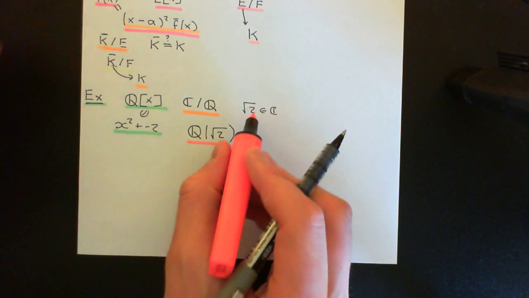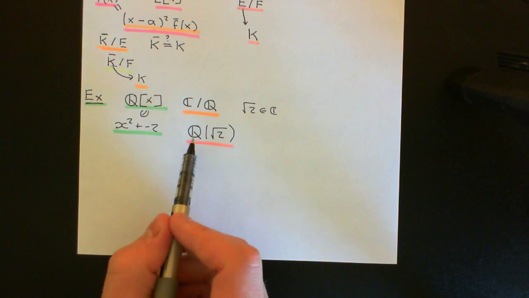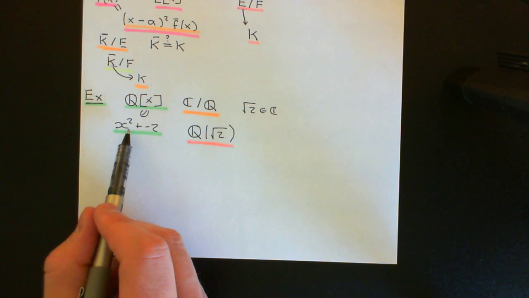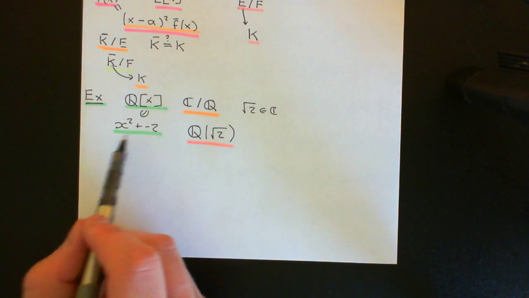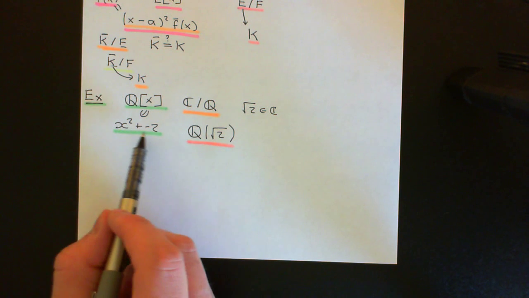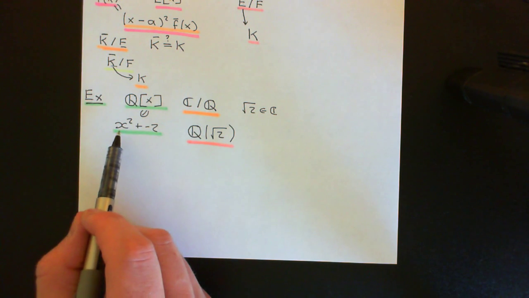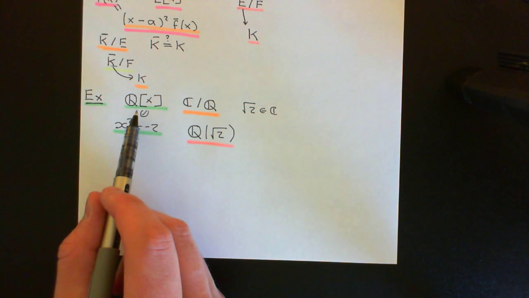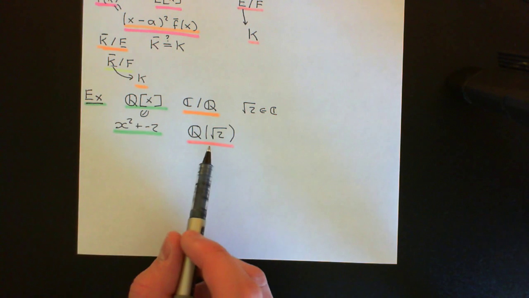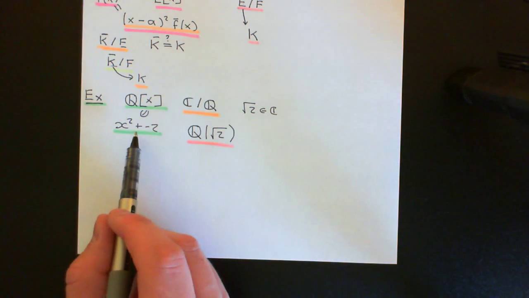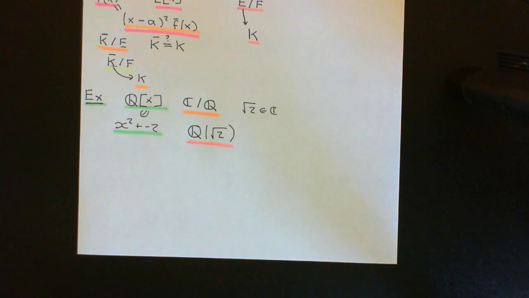Now, of course, the square root of 2 is going to be algebraic over the rationals, and indeed here is going to be its minimal polynomial: X squared plus the additive inverse of 2. We know this is an irreducible polynomial in the rationals. It's a monic polynomial in the ring of polynomials over the rationals, and indeed the square root of 2 does satisfy this polynomial in the complex numbers.